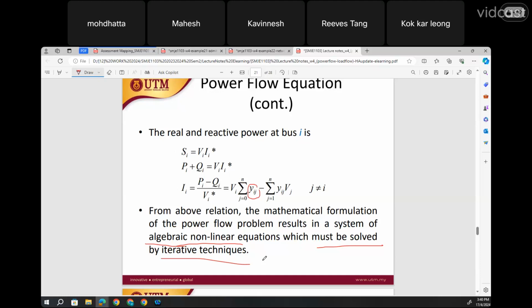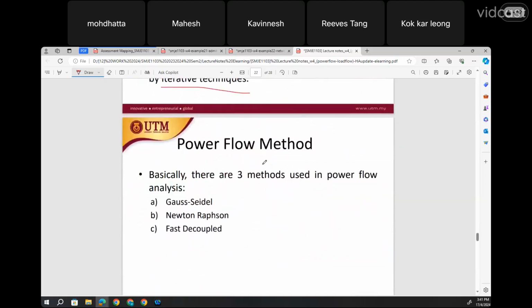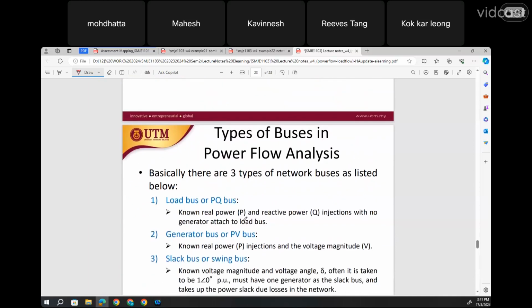Later on, when you see the example, you might get the idea of what I am trying to say here. On the iterative technique, you need to iterate the value of the voltage until it converges to a stable value. All right. Power flow method: for the iteration technique, we have Gauss-Seidel, Newton-Raphson, and also fast decoupled.